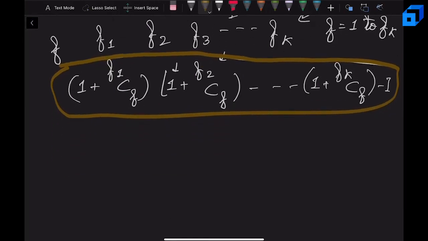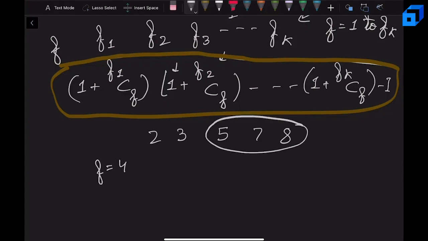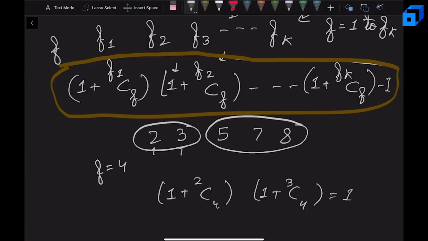Notice that if our frequency array was 2, 3, 5, 7, 8, and we are considering f equal to 4, we only need to consider the elements 5, 7 and 8. For 2 and 3, this value will be (1 + 2C4) times (1 + 3C4), and we know that nCr where n is less than r will be 0. So this will only contribute 1 to our product, and we can ignore these two elements.